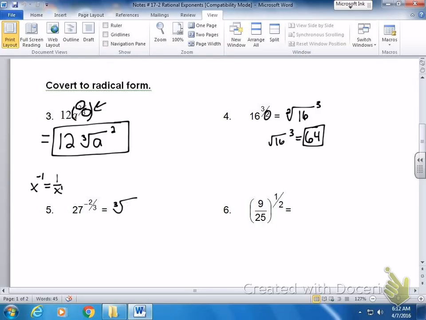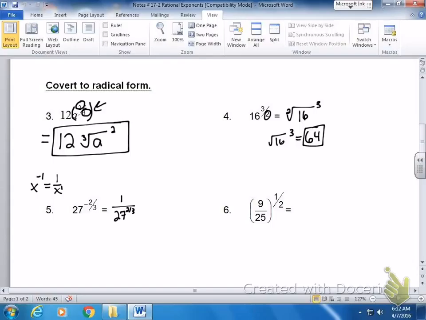Actually, guys, let's do it this way. I'm sorry. Let's get rid of the negative exponent first. Sorry, if you want to go ahead and erase real quick, that's fine. I'm going to go ahead and fix this first. I'm going to put it 1 over 27 to the 2/3. I think that'll make it a little bit easier.